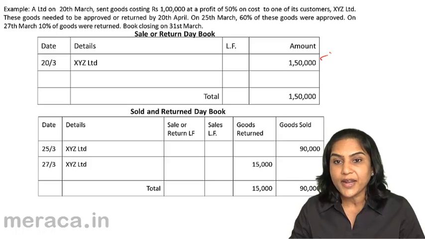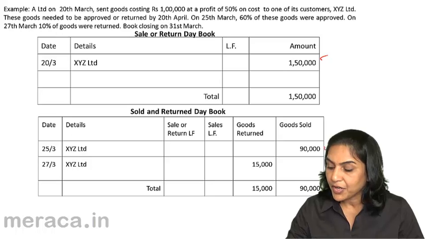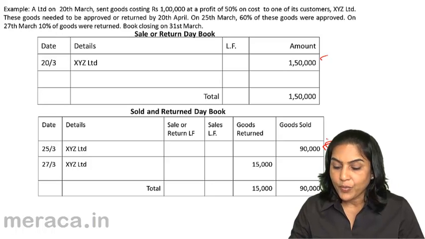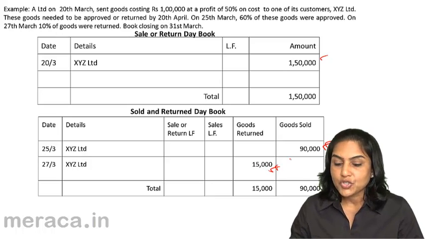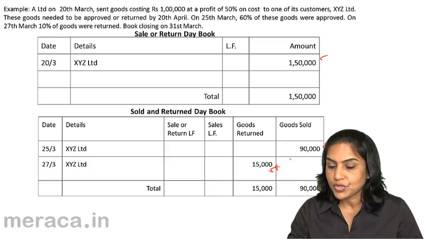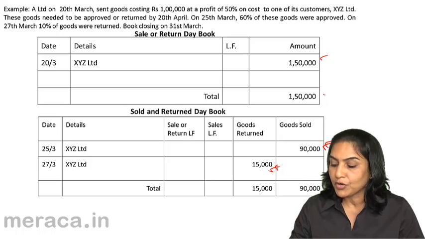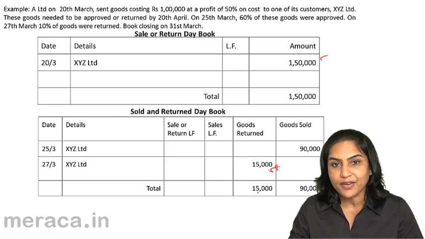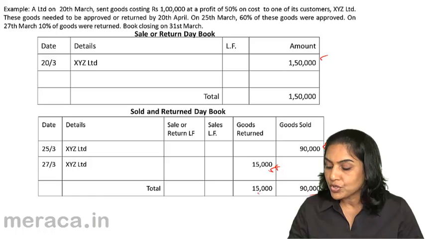Similarly, we have a sold and returned day book. On 25th March, when goods were sold, goods were approved, they were recorded here in this column. When goods were returned, they were recorded again in the same book in a different column. So we have the total of the goods sent on approval in the sale or return day book. We have the total of the goods returned in the sold and returned day book, which also has the total of the goods sold.